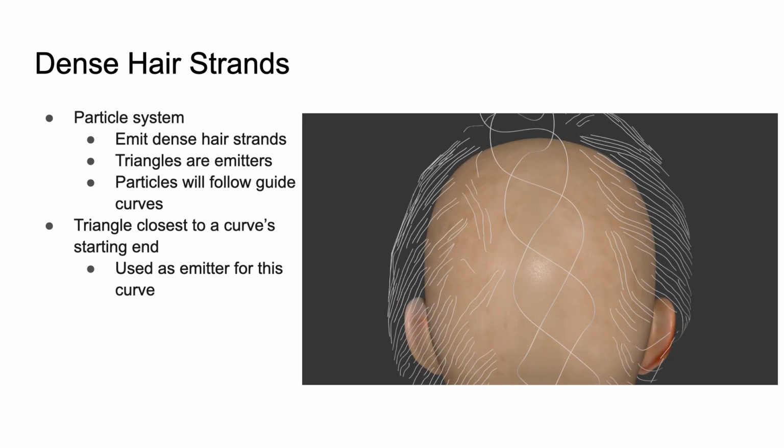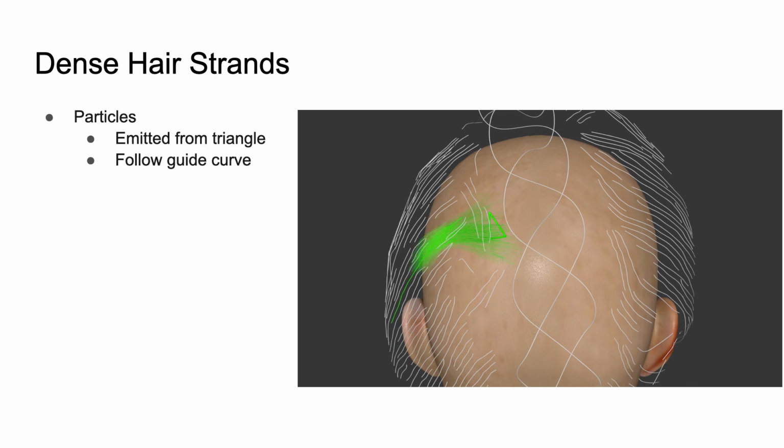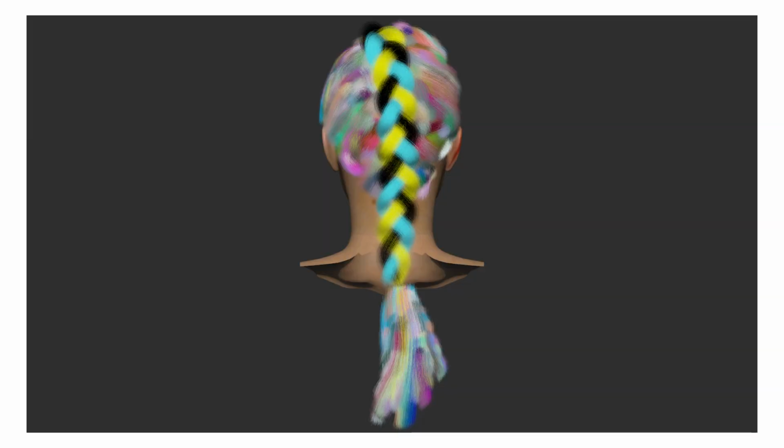For each guide curve, we identify the corresponding hair root triangle, which will act as an emitter. We select the triangle closest to the starting end of the curve. The particle system emits dense hair strands from the triangle and traces their paths by following the guide curve. Here we see the dense hair strands resulting from all of the guide curves. For visualization purposes, we use a random color to show the dense strands from each individual guide curve.